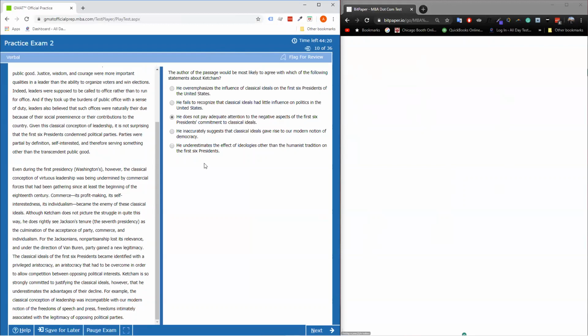Maybe. He inaccurately suggests that classical ideas give rise to a... I don't think that's true. He underestimates. That's too strong. He underestimates other than the humanist tradition in the first 6 presidents. No, he just says the ones that came after weren't as bad as.